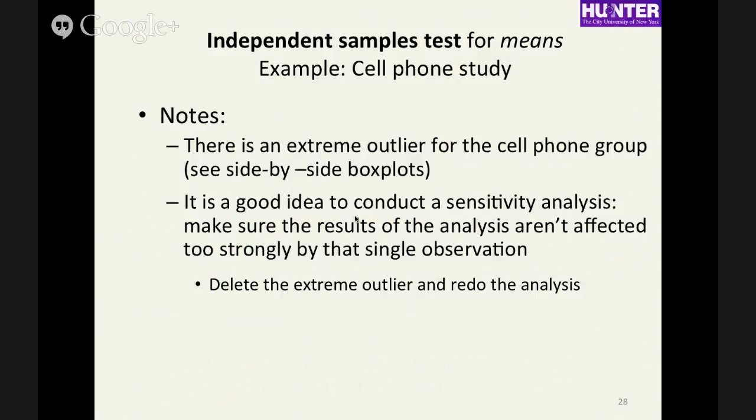Just as a side note, there is an outlier there. It would be worth checking it again with removing that outlier. There was one person in the cell phone group who didn't notice the light until several blocks later. But with a sample size of 32, I doubt that that's going to affect the analysis too much.